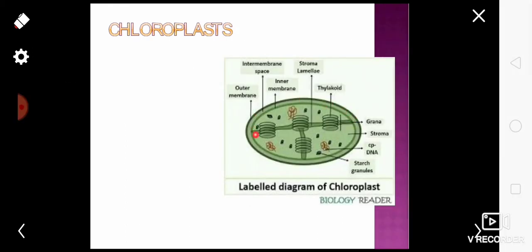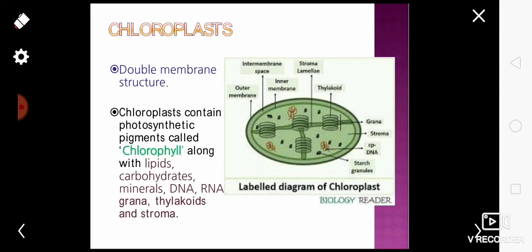So this is the diagram of chloroplast. You can draw this diagram into your notebook. See, this is a double membranous structure. I told you plastids are double membranous structures, and chloroplasts contain the pigment known as chlorophyll, and along with that lipids will be there, carbohydrates will be there, minerals, DNA, RNA, grana, thylakoids and stroma. All these are the structures present inside a chloroplast.